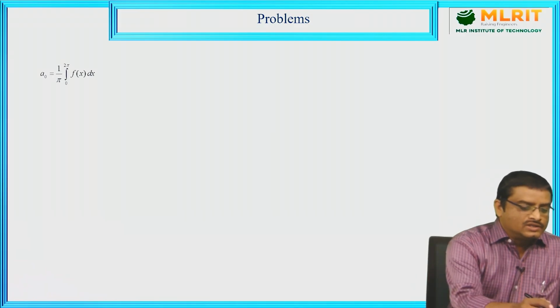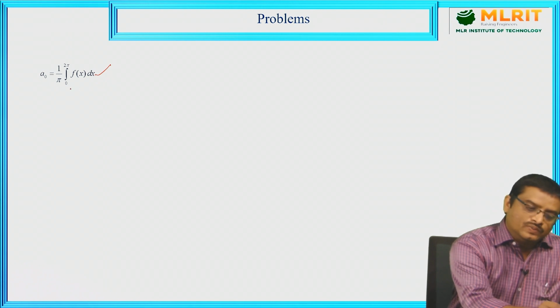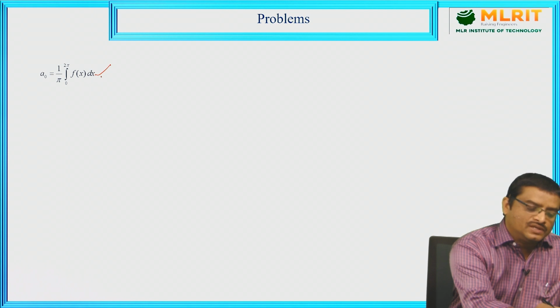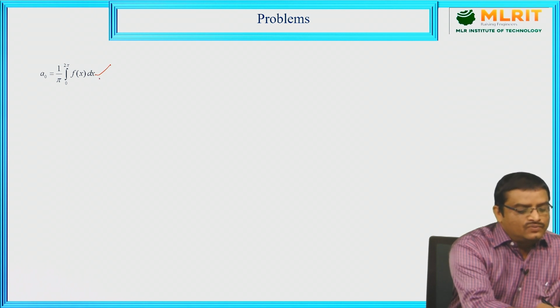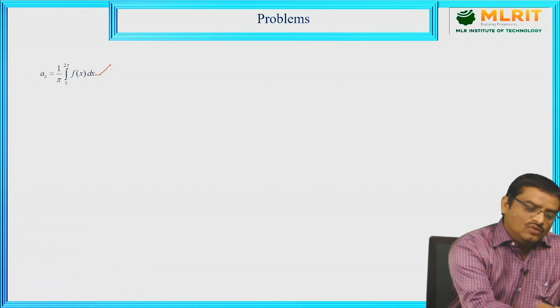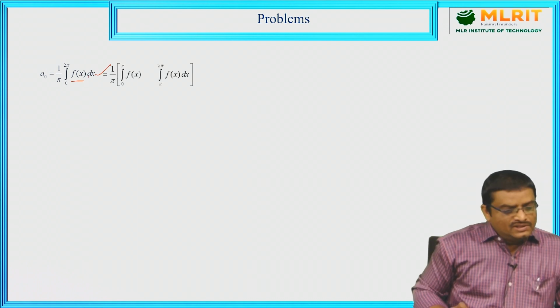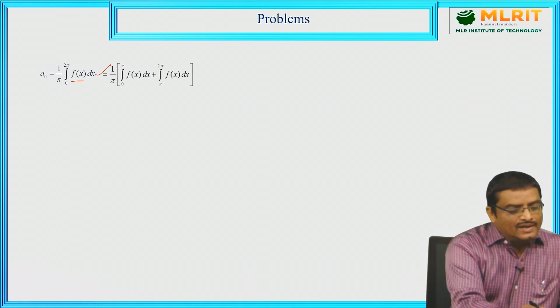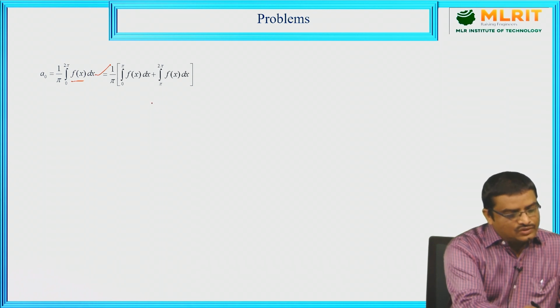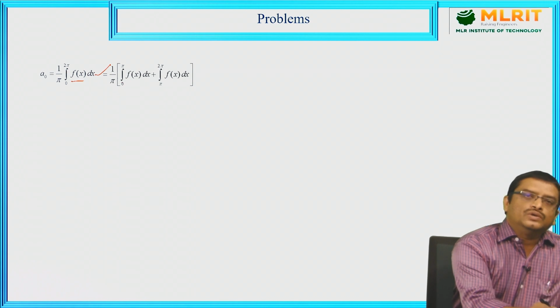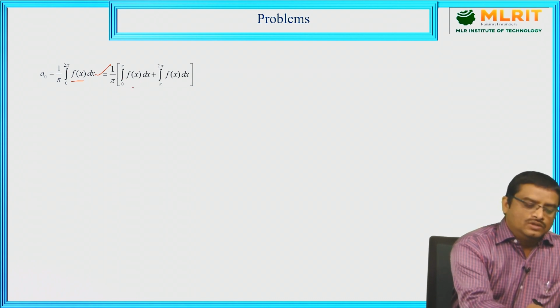Since the interval is 0, 2 pi, a0 is equal to 1 by pi integral 0 to 2 pi f of x dx. In the previous videos we had only one function, one value of f of x, so we substituted that f of x directly in this interval. But here this is a discontinuous function, so based on the conditions we get the values of f of x. According to those conditions we have to divide this interval 0, 2 pi into two subintervals: one is 0 to pi and the next one is pi to 2 pi.